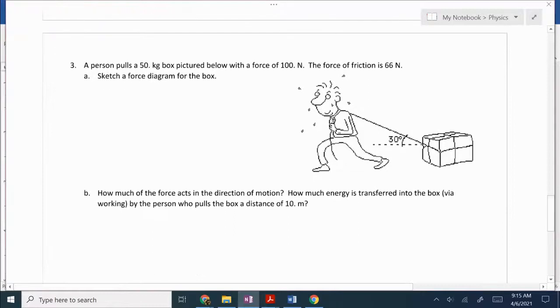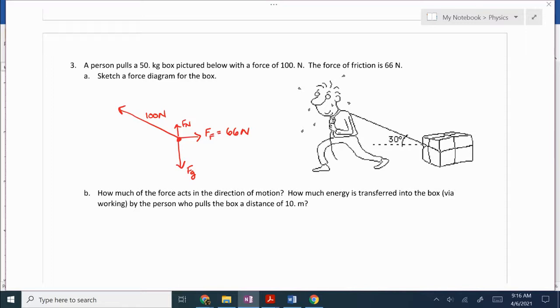On to number 3. So the tricky part about number 3 is that we're pulling it at an angle. So the first thing is to draw a force diagram. So there we go. We got force of friction. We're pulling it at an angle. Make sure the normal force is smaller than the force of gravity because you're lifting up and pulling to the left there.